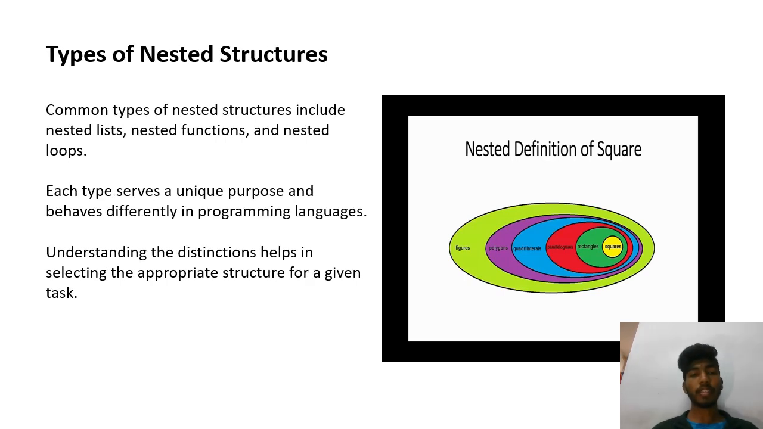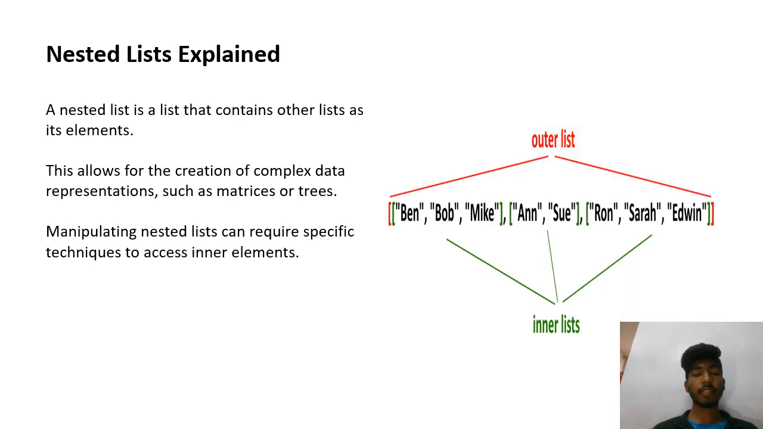Types of nested structures. Common types of nested structures include nested lists, nested functions, and nested loops. Each type serves a unique purpose and behaves differently in programming languages. Understanding the differences helps in selecting the appropriate structures for a given task.